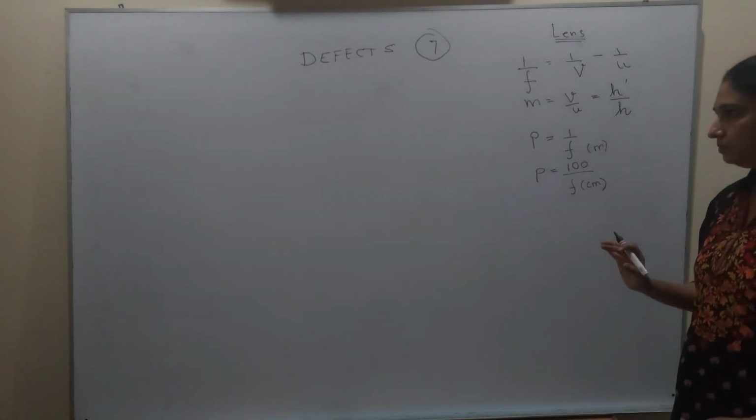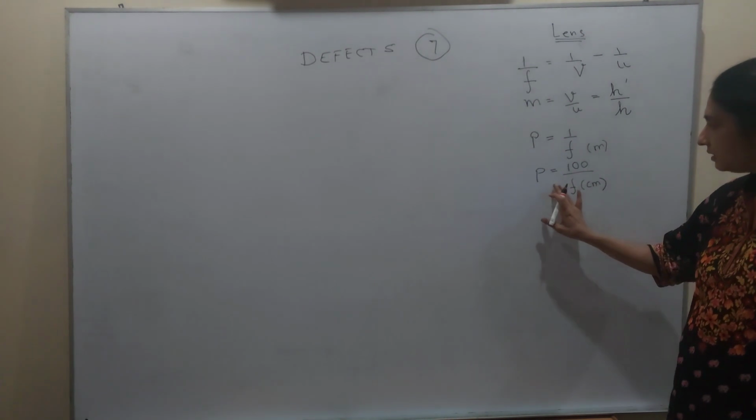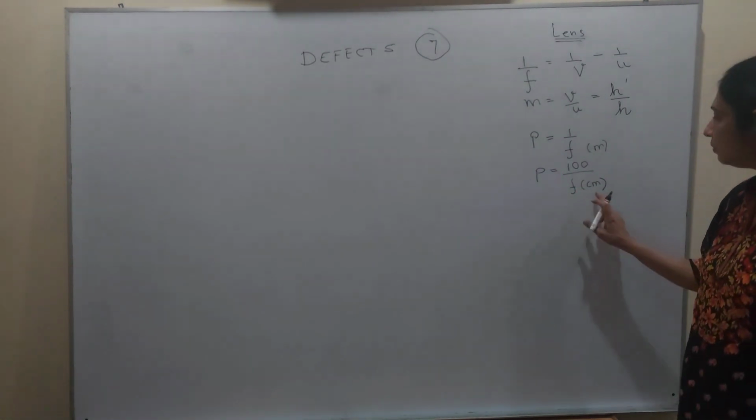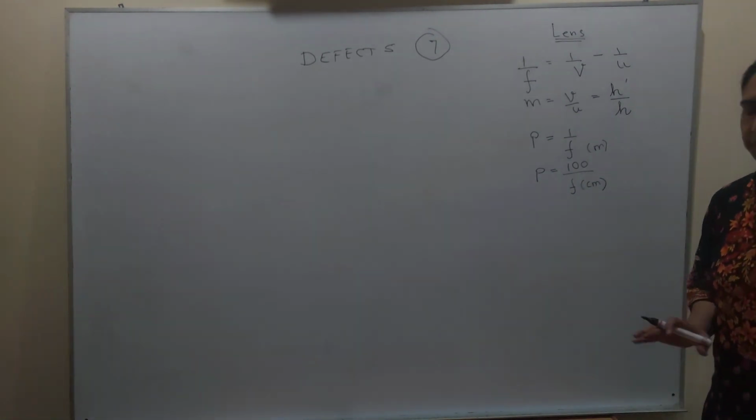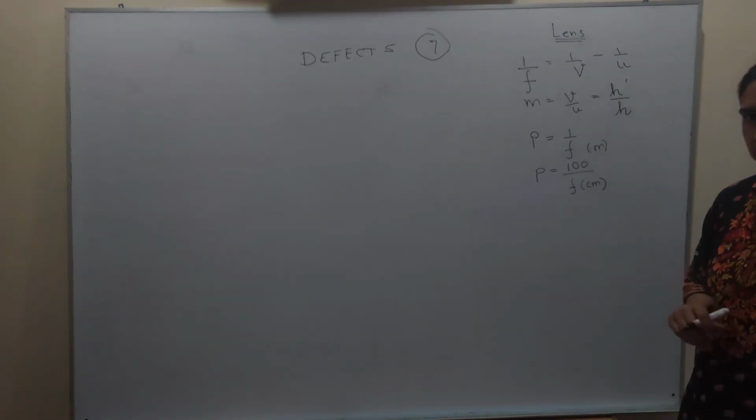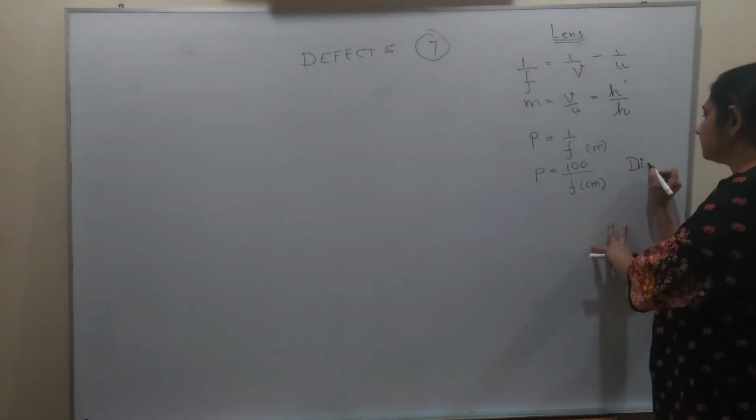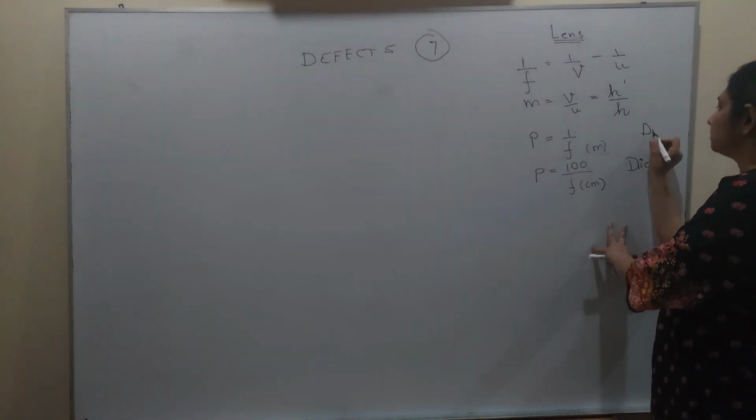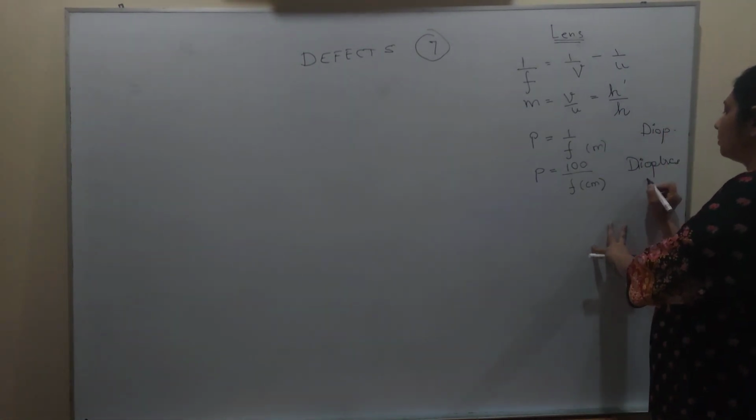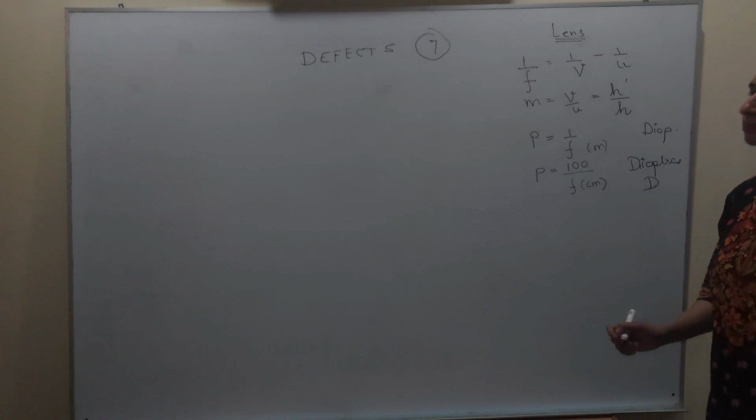So you can use either of them, but this is a safer formula where you remember that f is in centimeters, and 99.9% your focal length will be given in centimeters. The units that will be achieved from both of them will be diopters only, or D. So primarily these are the formulas which any lens uses.